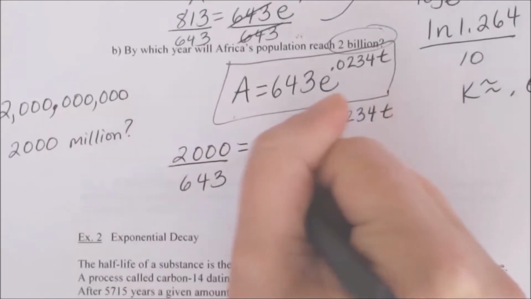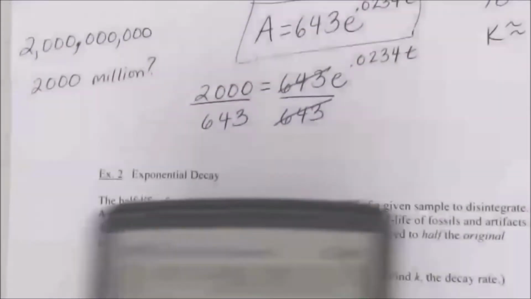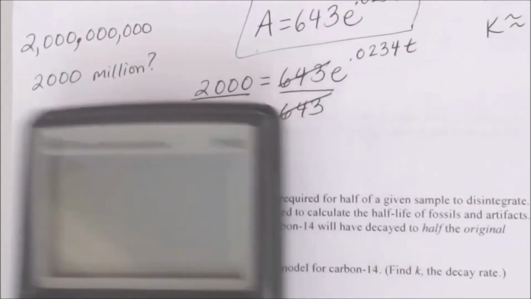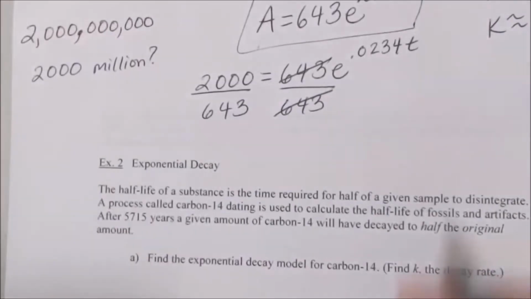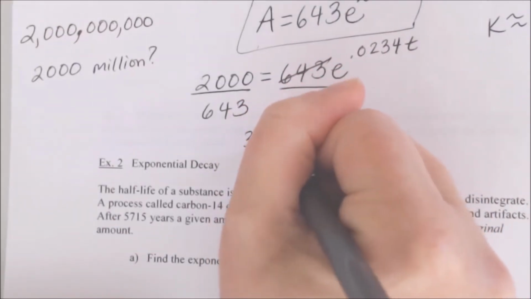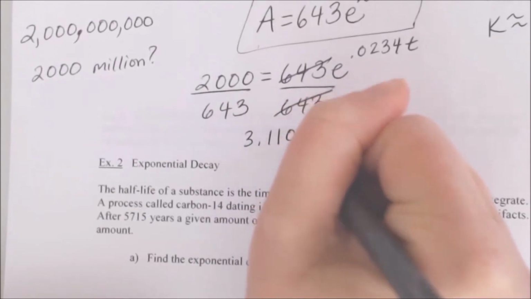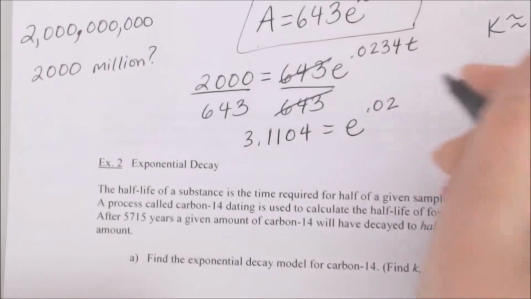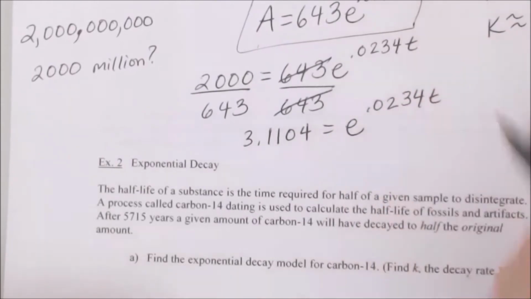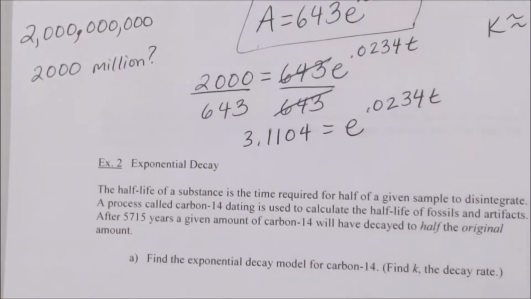I'm going to get my calculator and get a decimal for that. 2,000 divided by 643 gives me a decimal of 3.1104. More decimals are always better for these. That equals e to the 0.0234t. Okay, now I need to solve for t.